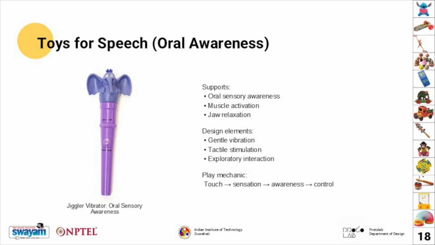Speech is not only muscle strength, it is also awareness. Many children cannot position their tongue because they cannot feel where it is. The vibrating tip provides tactile sensory input to lips, cheeks, and tongue. This increases awareness of oral structures. When awareness improves, control improves. The vibration also reduces jaw fixation, a common barrier in articulation.